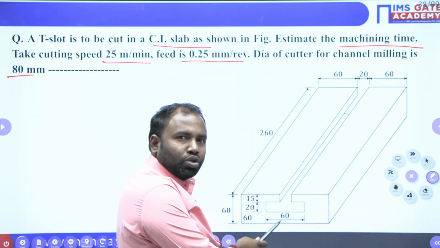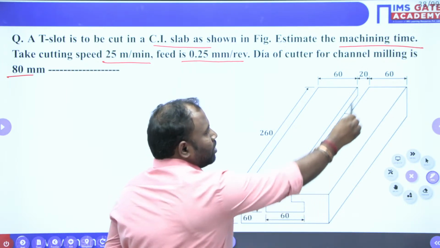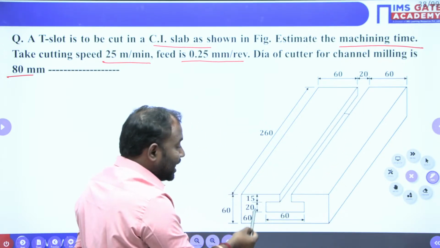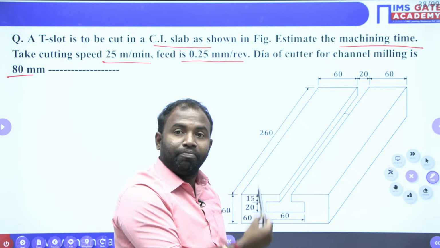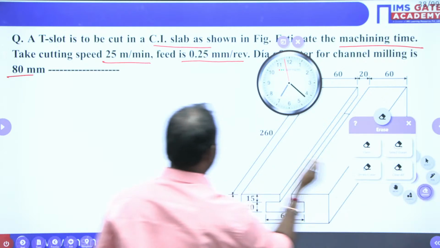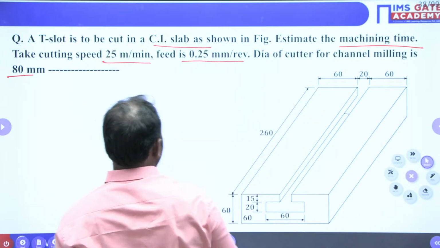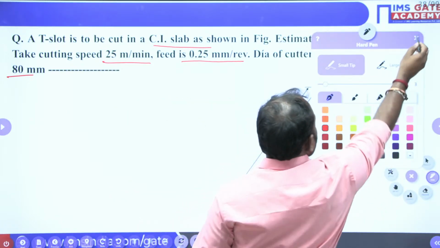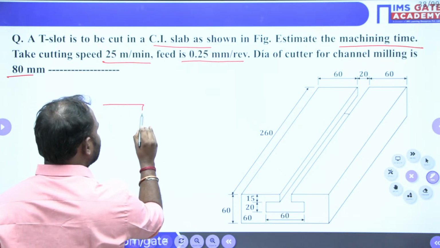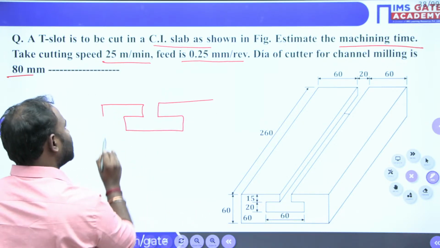Here, you will be able to see the slot. What is the slot? It is a T slot, right, guys? First, we have to produce a slot of 20 mm width and 35 mm depth. We are supposed to machine that. Okay, are you getting my point? Here the T slot is going to be produced with a milling machine.